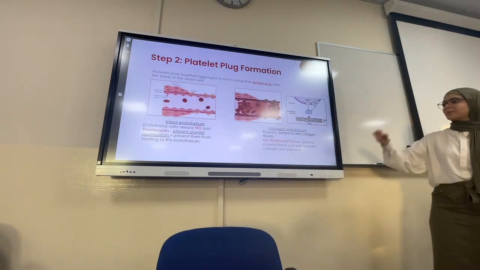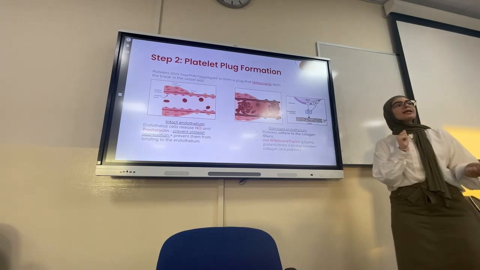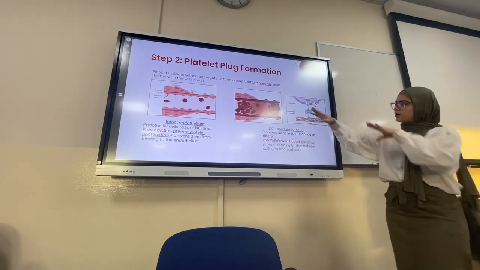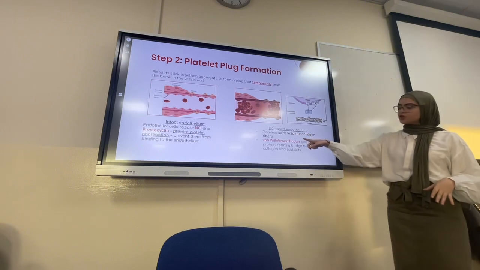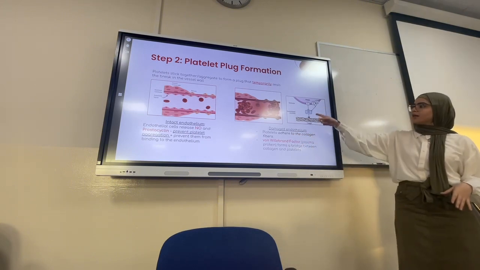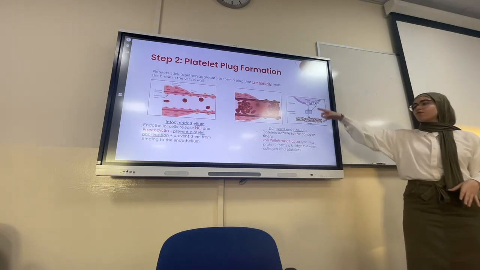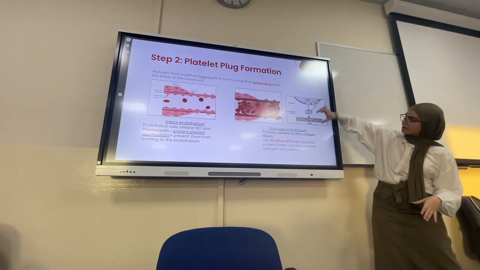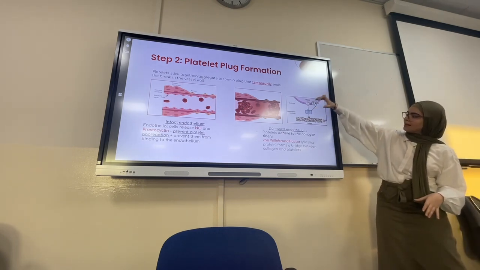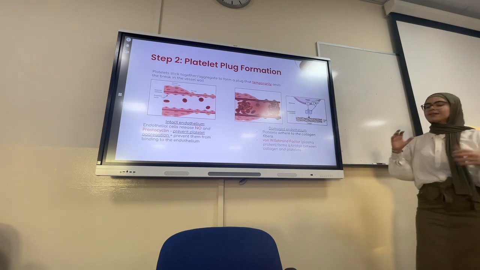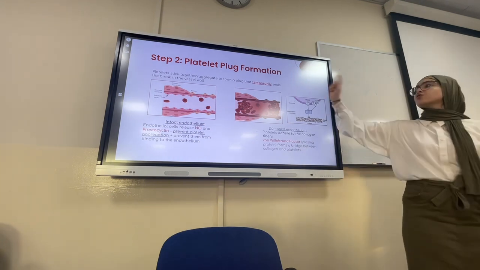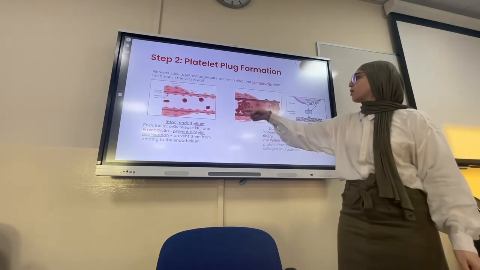What will happen is that the platelets will start to adhere onto the endothelial wall by adhering to the collagen by something we call the von Willebrand factor. The von Willebrand factor will essentially connect the collagen to the platelet via a bridge, and that's how we make our first connection to form a platelet plug.